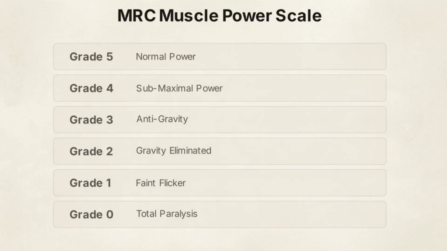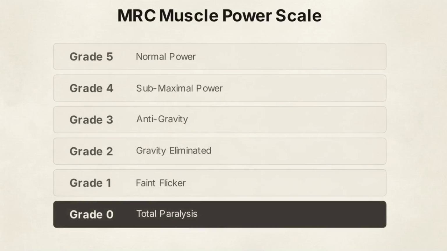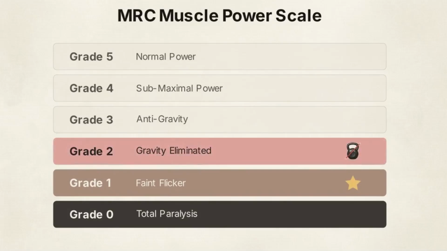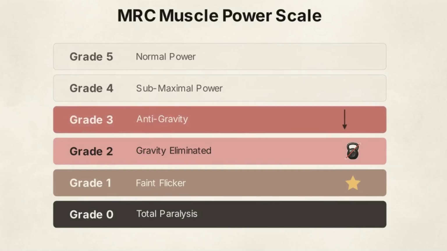Grade 0 represents total paralysis. There is no visible or palpable active contraction. Grade 1 is a faint flicker, a visible contraction lacking force to move the joint. Grade 2 is the gravity threshold, where the muscle moves the limb only if positioned to eliminate gravity's pull. Grade 3 is anti-gravity power. The muscle moves against gravity but collapses under active resistance.